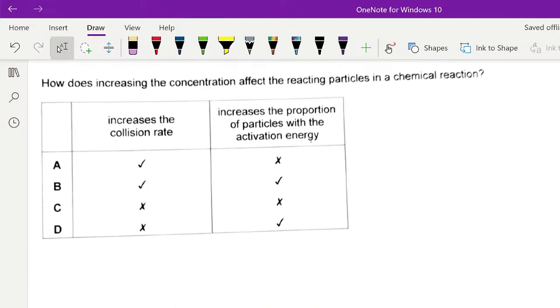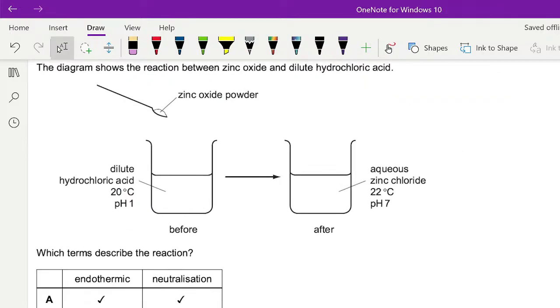How does increasing the concentration affect the reacting particles in a chemical reaction? It's increasing the collision rate. It collides more often because there are more number of particles per unit volume. Okay, so these are correct. And increases the proportion of particles with the activation energy. This only happens with increasing temperature. So it doesn't happen when you change the concentration. So answer is A. The diagram shows the reaction between zinc oxide and hydrochloric acid.